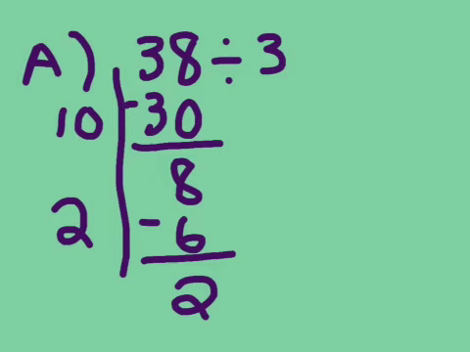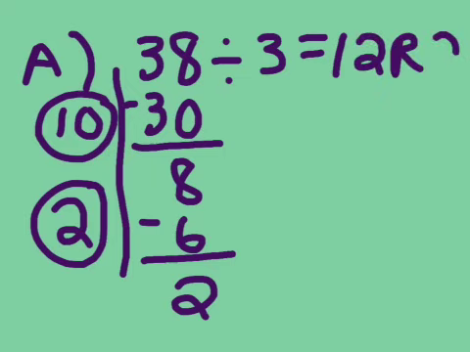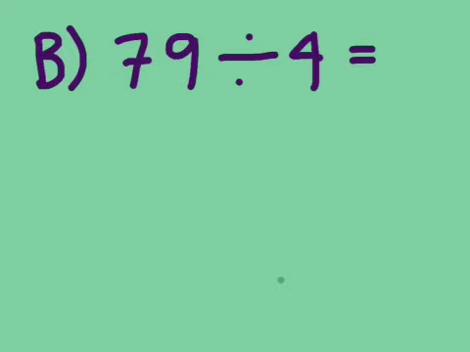So altogether we made 12 groups of 3 with a remainder of 2. For our next question, 79 divided by 4, the first thing we're going to ask is, can I make 10 groups of 4 out of 79?